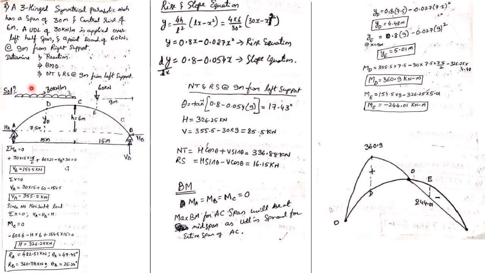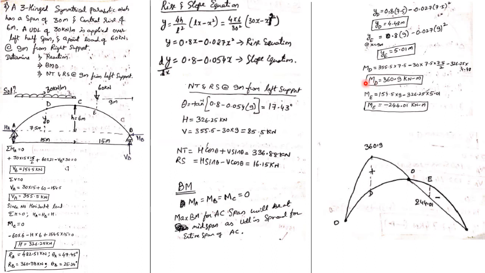And remember, for UDL, since it is acting for the whole half span, that is it is acting for AC, the maximum bending moment will be at the center of this UDL. So what is the center of UDL? That will be 15 meter, means it will be at 7.5. Therefore I have to find out YD at 7.5, and since the point load is given for the CB portion at 9 meter from the right side, I have to find out YE for 9 meter. So YD for 7.5 meter is this one, YE for 9 meter is this one.